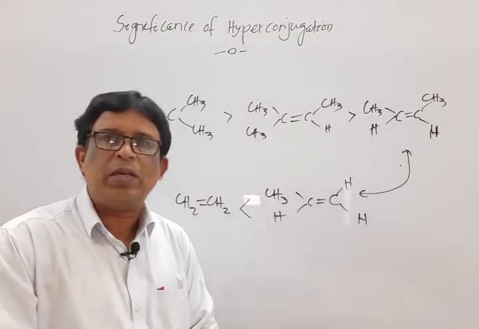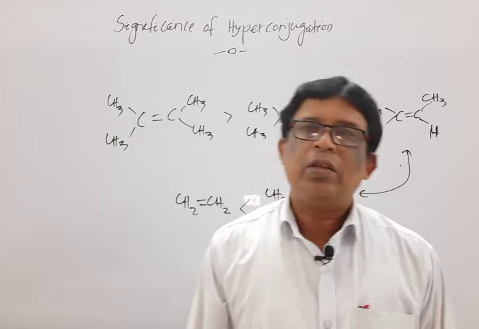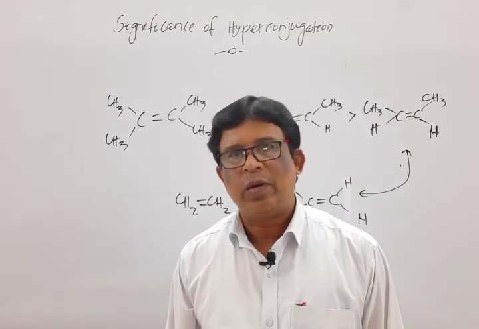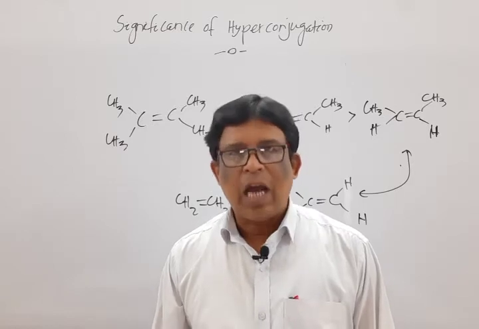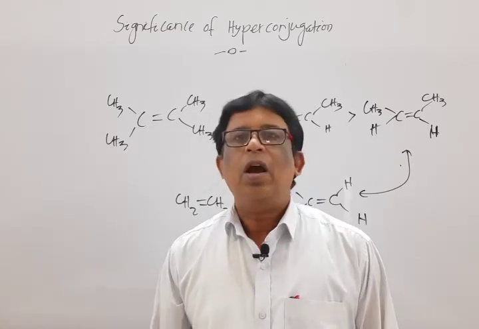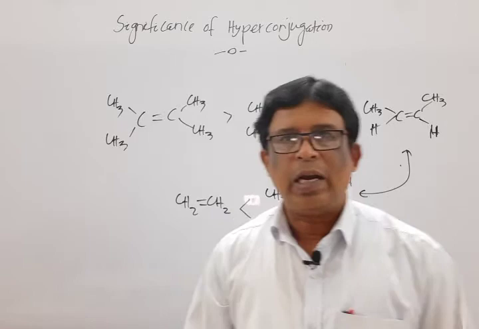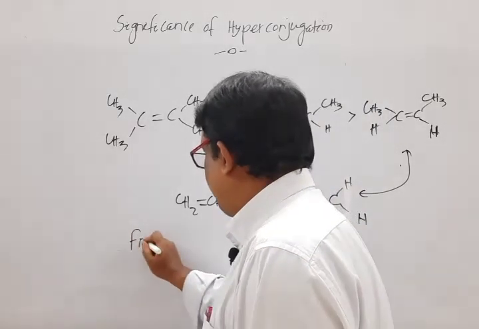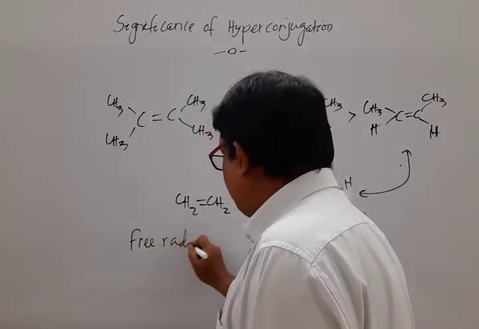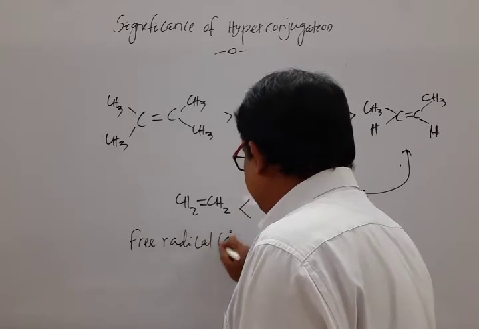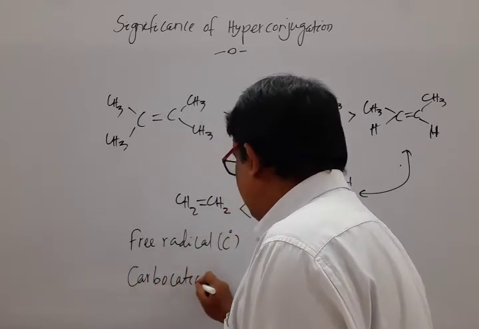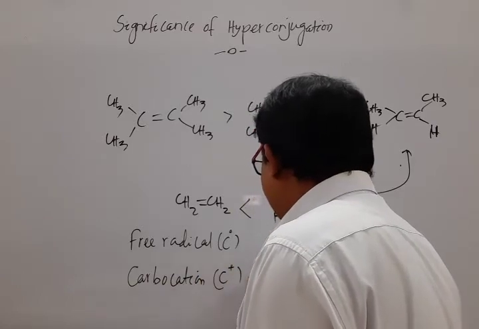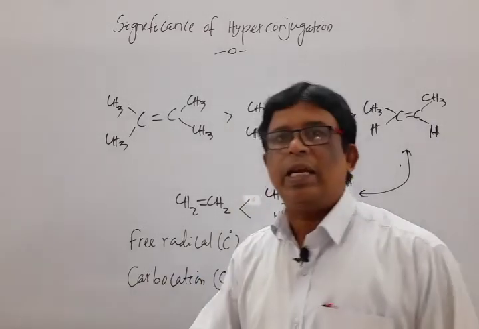So the hyperconjugation effect also decides the stability of alkene. In addition to this, the effect also decides the stability and reactivity of a free radical and carbocation. What is a free radical and what is a carbocation? We discuss it in the next video.